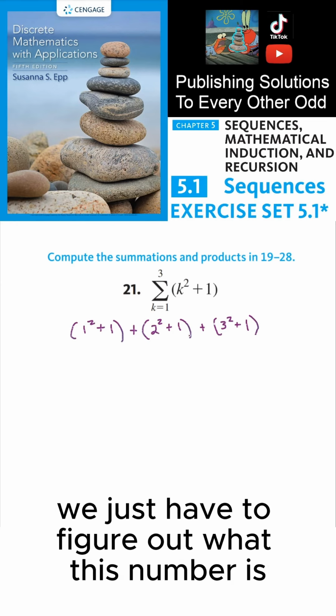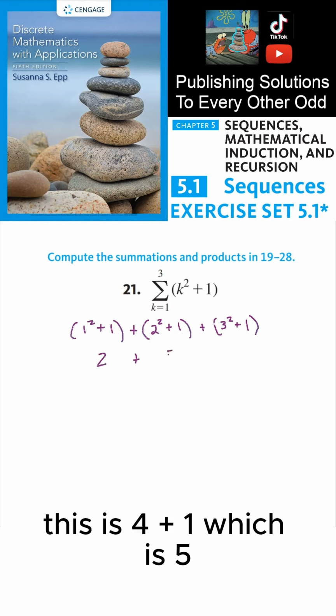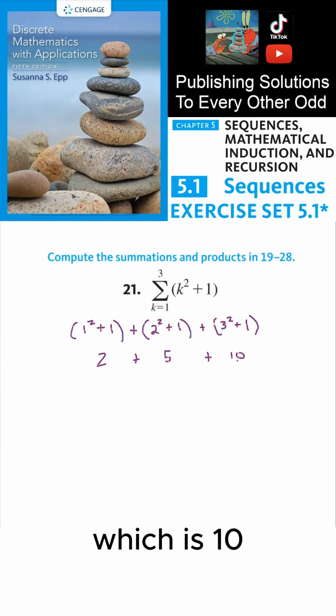And lastly, we just have to figure out what this number is. This is 1 plus 1, which is 2. This is 4 plus 1, which is 5. And this is 9 plus 1, which is 10. So altogether, we get 17.